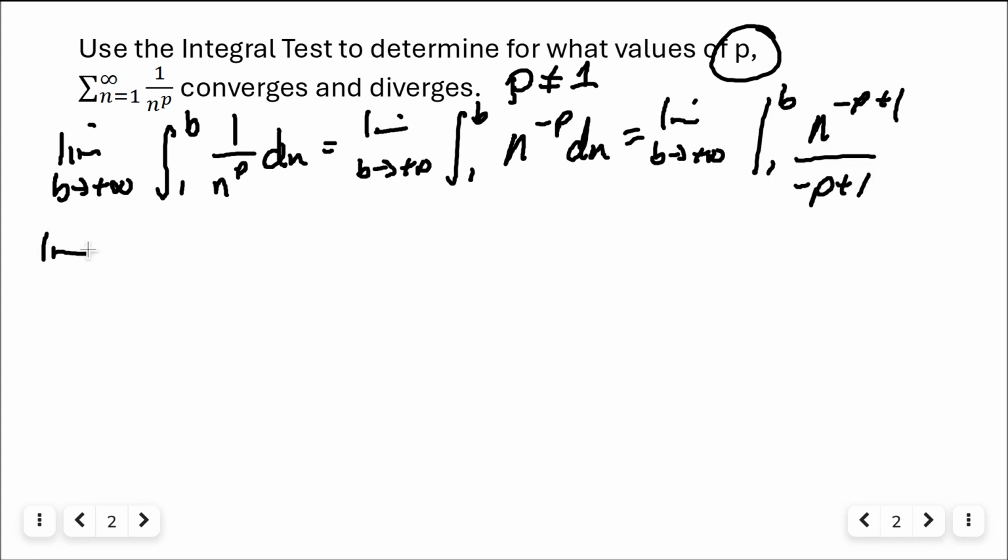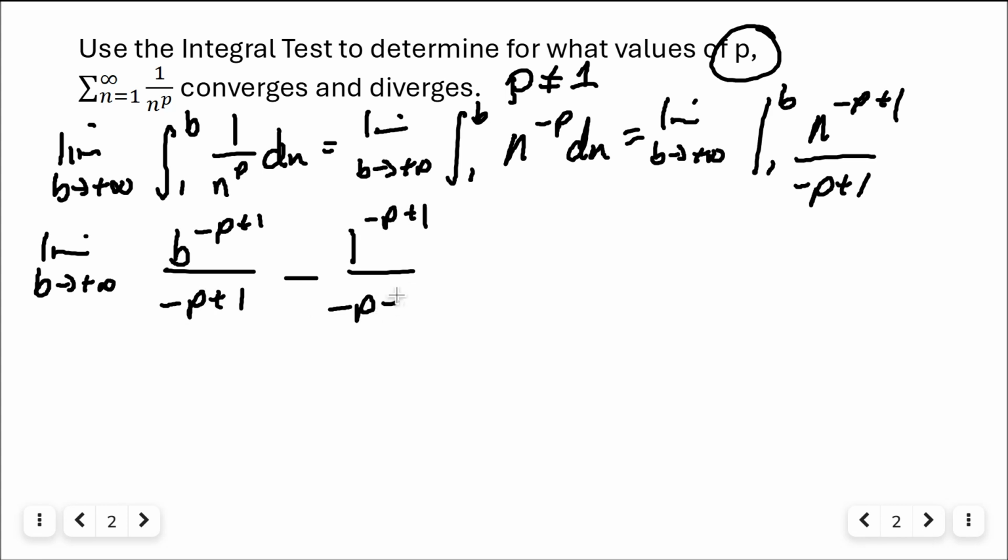Okay, now we're going to plug in. So we have the limit as b goes to infinity. Remember, b goes in for n. n is the variable of integration. So this is b to the negative p plus 1 over negative p plus 1, minus 1 to the negative p plus 1 over negative p plus 1. Okay, now we have to try to figure out for what values of p this thing will converge and what values of p it will diverge.